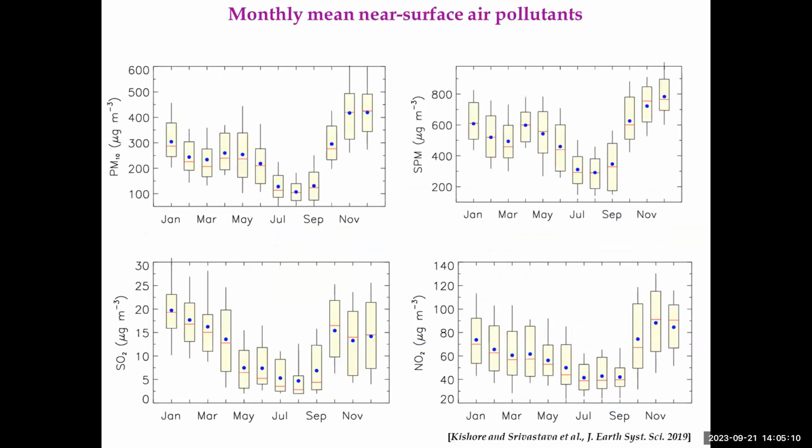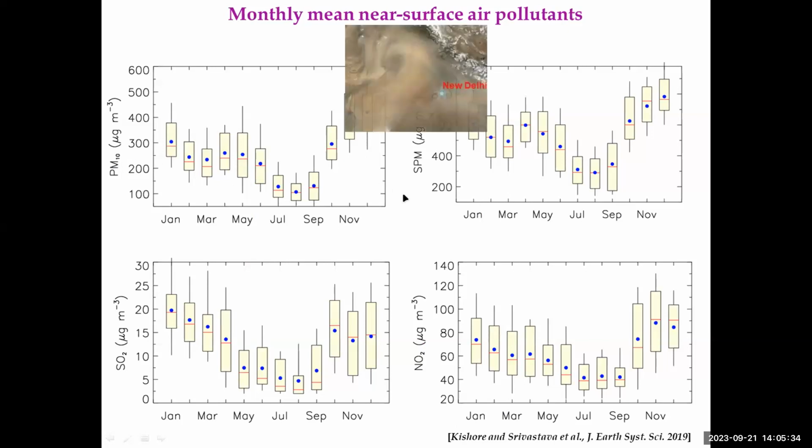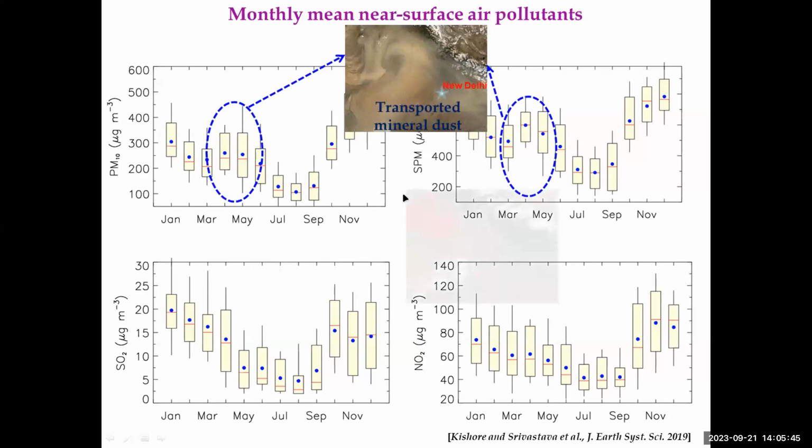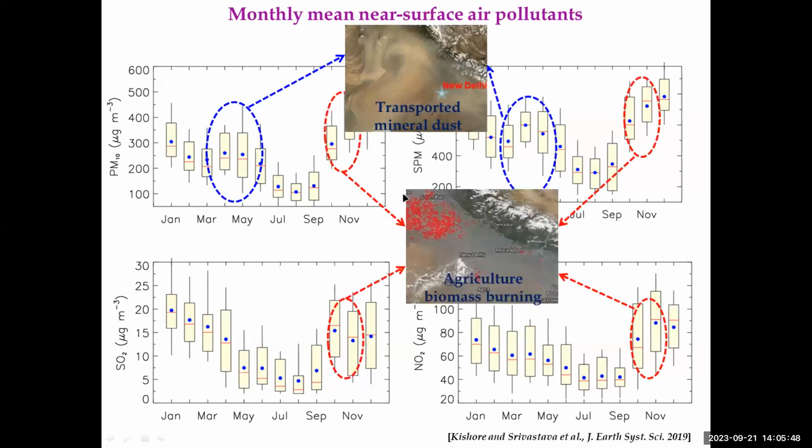So these are the monthly mean variabilities of these pollutants over Delhi. Two peaks were observed, one in summer and one in post-monsoon and winter. The summer peaks were highly significant for PM10 and SPM, which could be due to transported mineral dust during the summer period. However, the secondary peak in October-November was dominated in all four pollutants, which is associated with agriculture biomass burning activities taking place in the northwest part of India during that period.